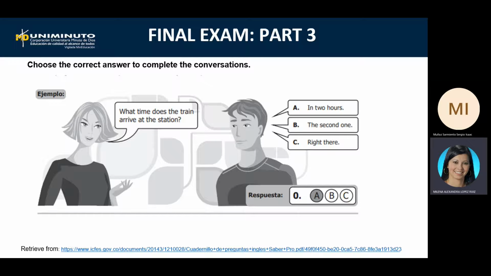Remember, part number 3 is about conversations. This is an example of a conversation in part number 3. You're going to choose the correct answer to complete the conversation. For example, Sergio, what time does the train arrive at the station? A, B, or C?